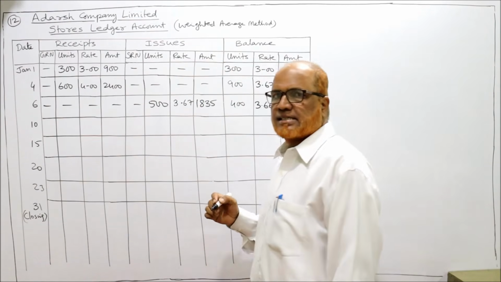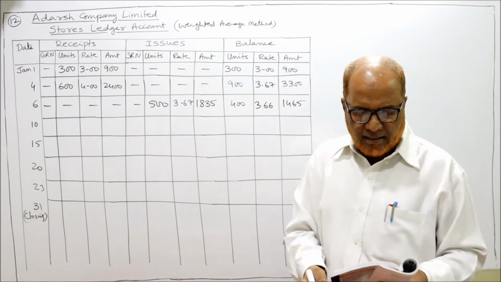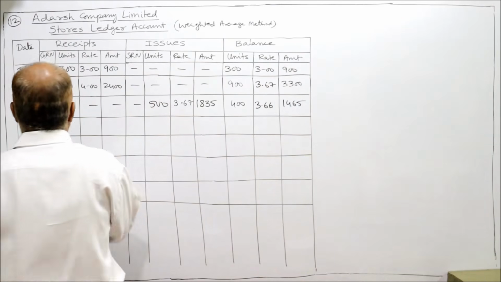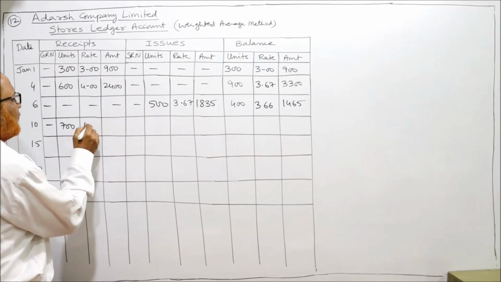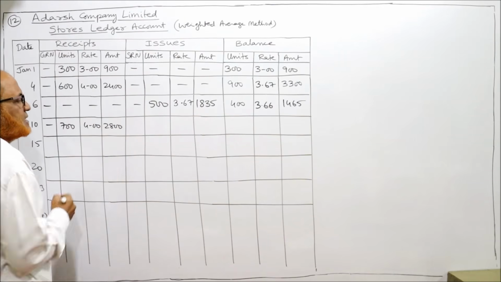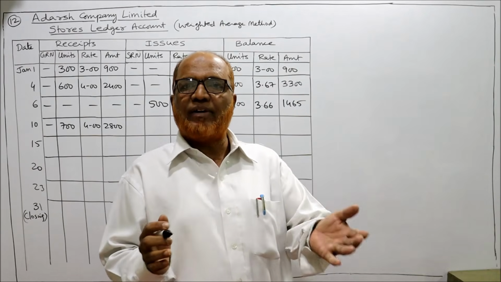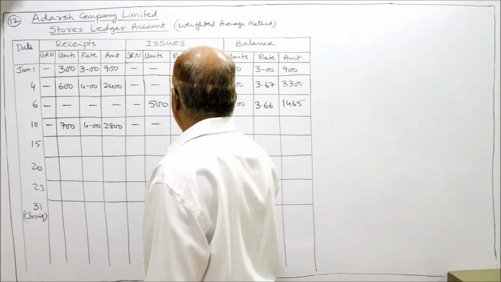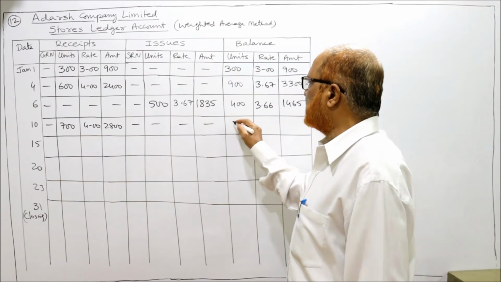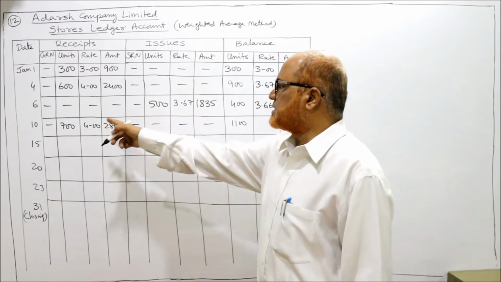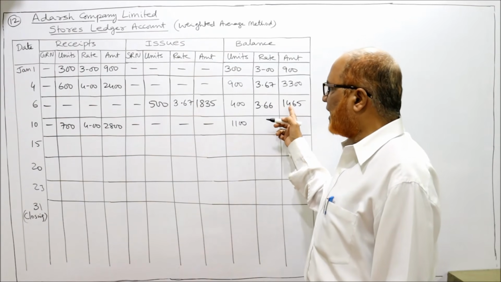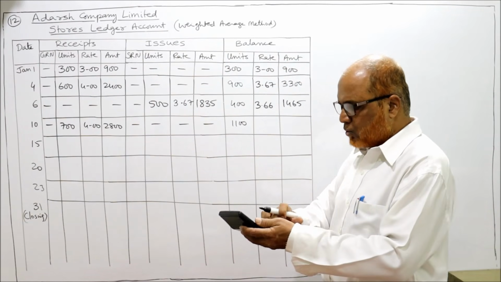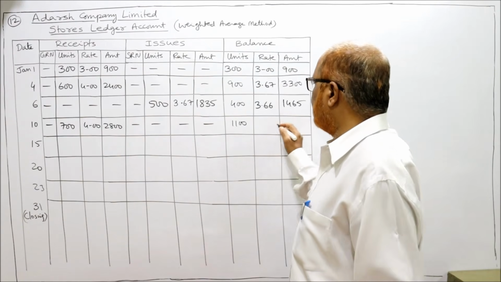Now I am coming to the next, the 10th transaction. Purchased 700 units at 4 rupees. So 2800 is the value. When we purchase the material, we add to the balance. 400 plus 700 is 1100. 1465 plus 2800 is 4265.